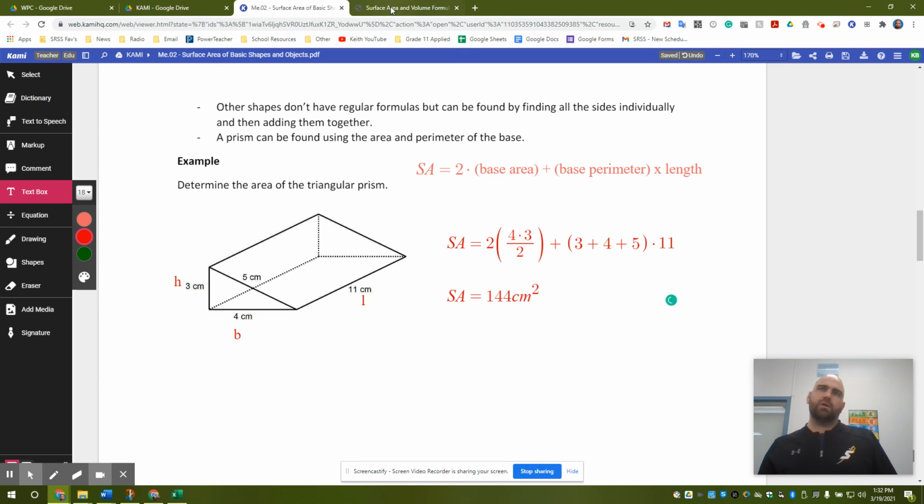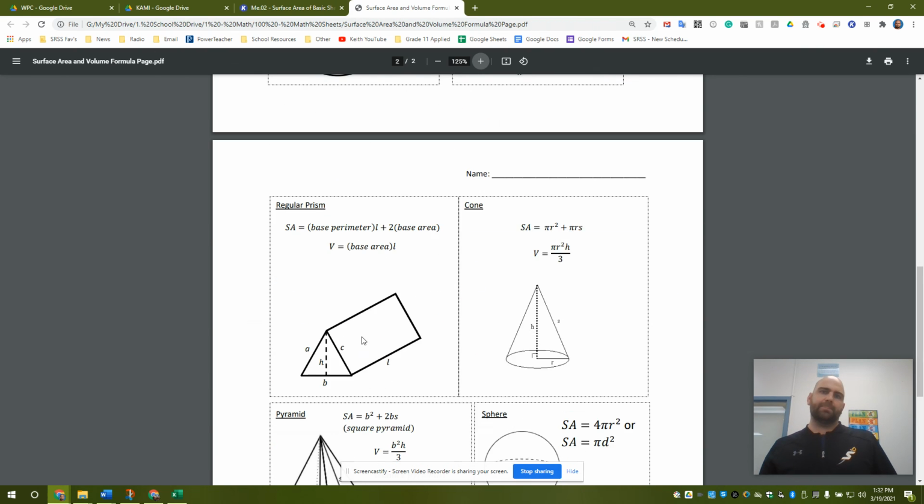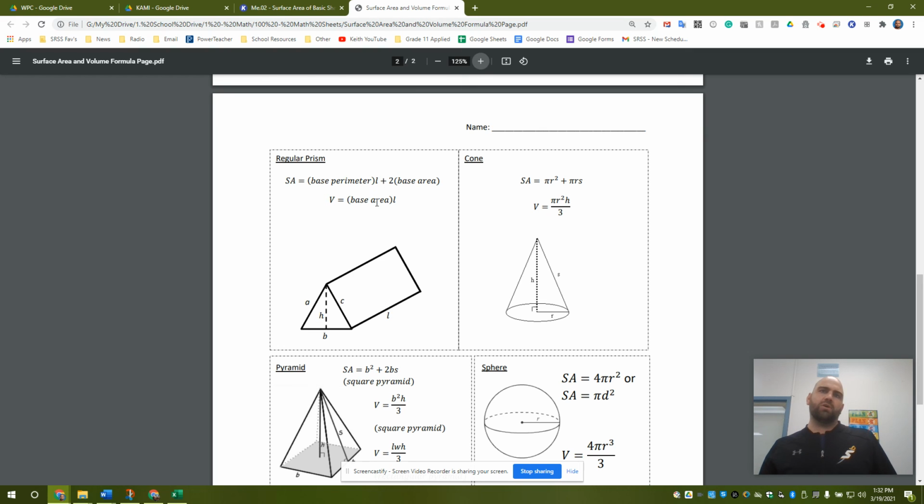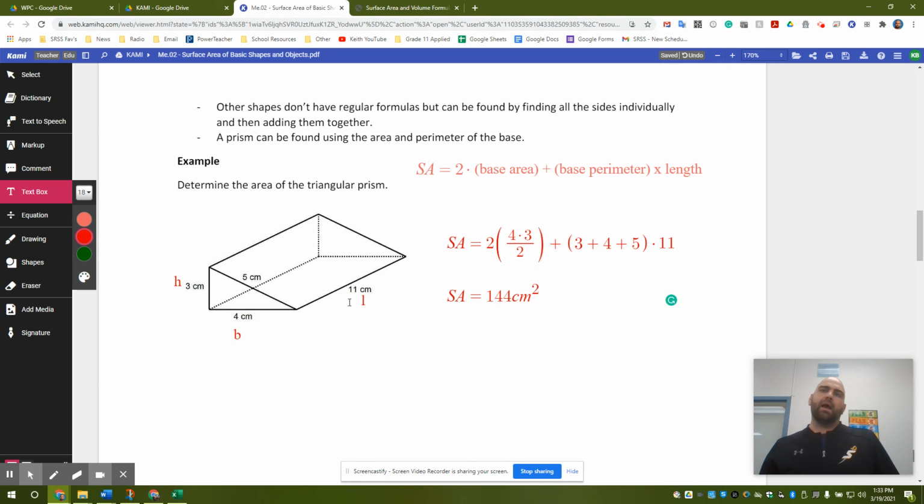So we can also use this equation right here. I give this to you on your formula page. It's on the back side. It's with the triangular prism, but I just call it a regular prism. So it's the base perimeter times the length, okay, plus 2 times the base area. You can flip those around as well. And that's how we find the area of any single prism.